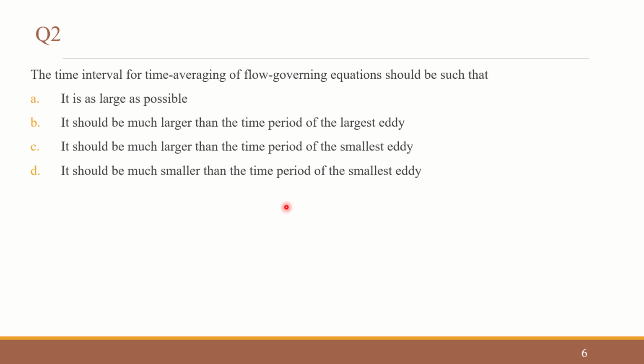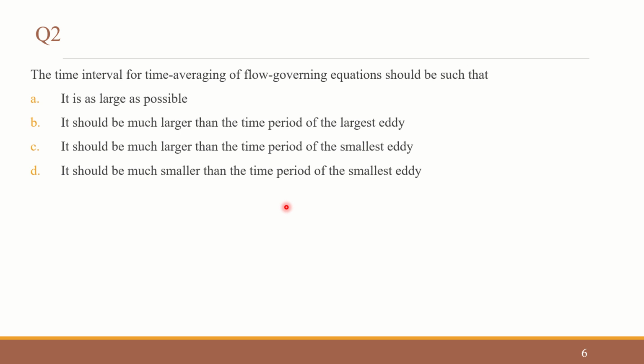We can't choose that. Second one, it should be much larger than the time period of the largest eddy. It is true. The time period should be larger than the time period of the largest eddy. Only then can we get the complete information about that eddy formation, and it will be useful for the time averaging.